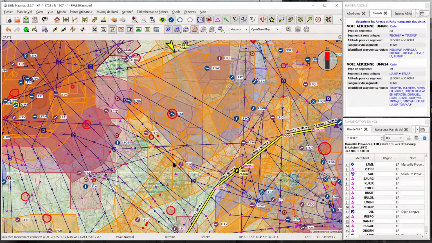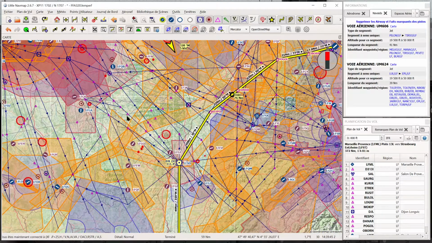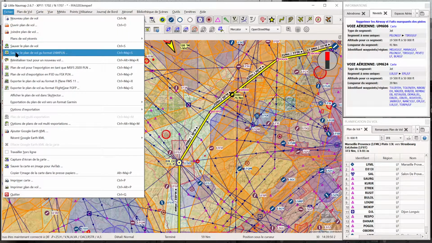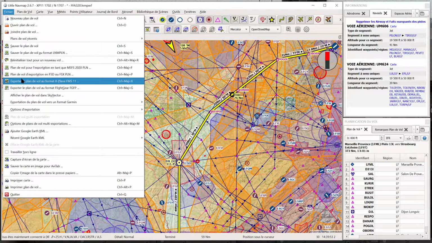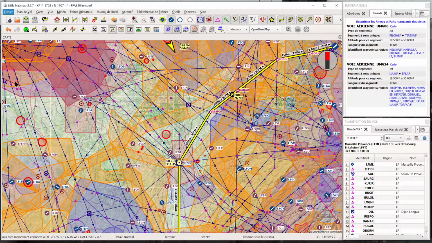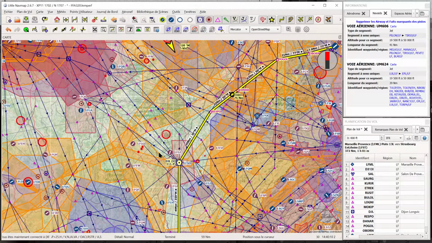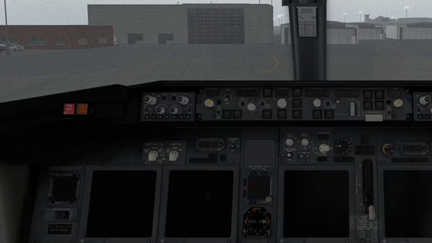Now, having a flight plan in Little Nav Map allows you to export it. We can export the flight plan in FMS format. It will go into the output FMS plans folder, and it just uses the two airport ICAO codes. We register, and the flight plan can be uploaded automatically in the Zibo.